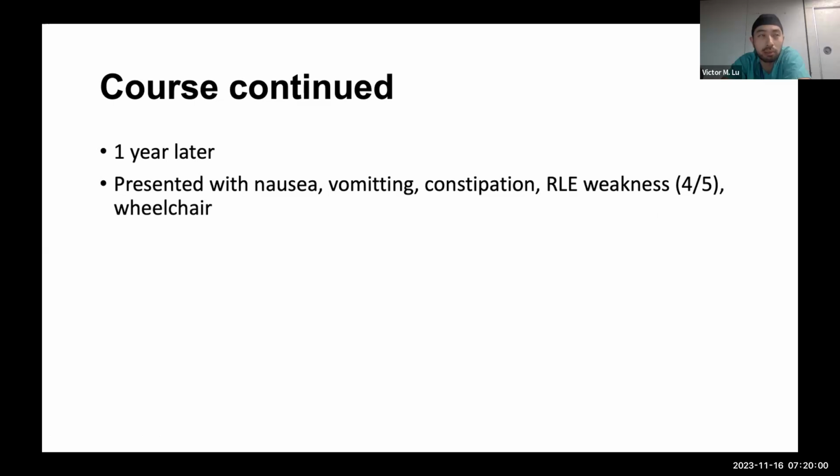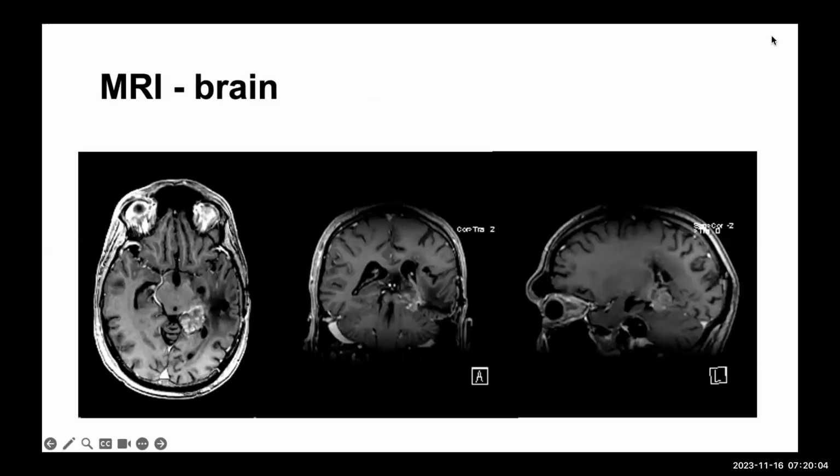Okay, repeat MRI of what? Brain with and without. All right, and so here it is. Why don't you tell me what you see here? Okay. So again, looks like we have axial, coronal, sagittal, T1 with and without, or T1 with contrast images.